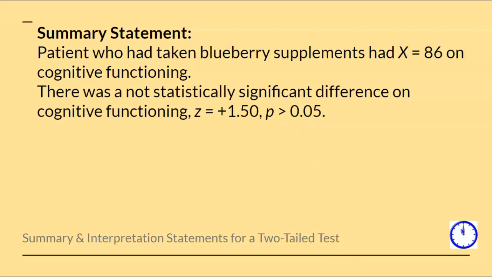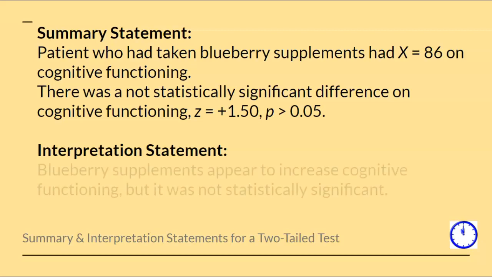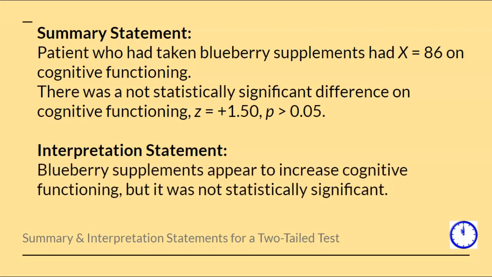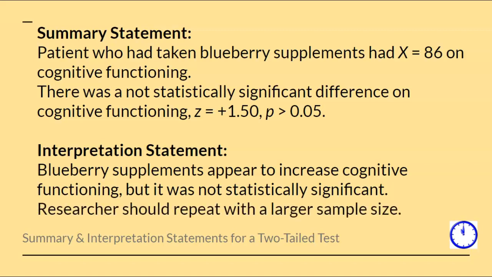When we fail to reject the null hypothesis, the interpretation statement will now consist of two sentences. The first sentence will describe the direction of the z-score and reiterate that the results were not statistically significant. For this example, the z-score was a plus 1.50. The plus sign indicates there was an increase in cognitive functioning. It just happened to not be statistically significant. So that will be the first sentence of the interpretation statement. The second sentence is the new statement that a researcher should repeat with a larger sample size.